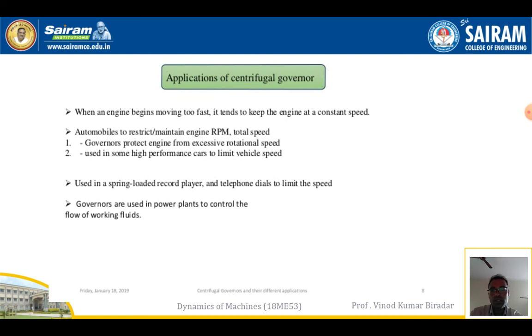Okay, so now the application of the centrifugal governor. The centrifugal governor is used in almost all vehicles nowadays. When the engine begins moving too fast, it tends to keep the engine at a constant speed. Due to this, we use a centrifugal governor. In automobiles, it maintains the engine speed, that is RPM. The governor protects the engine from excessive rotational speed, and it is also used in some high performance cars to limit the vehicle speed.